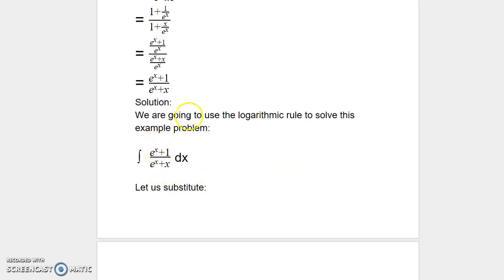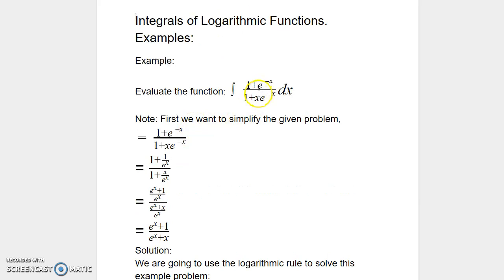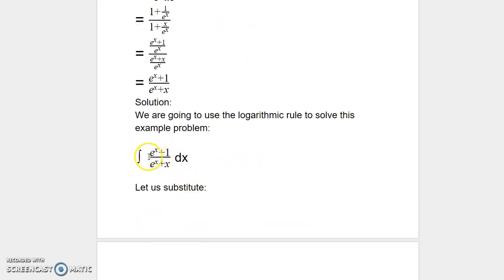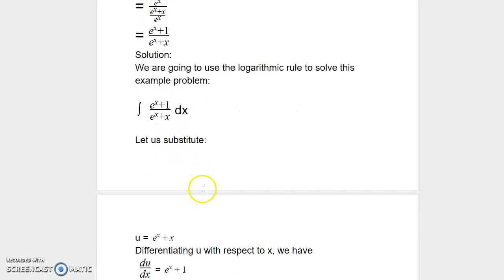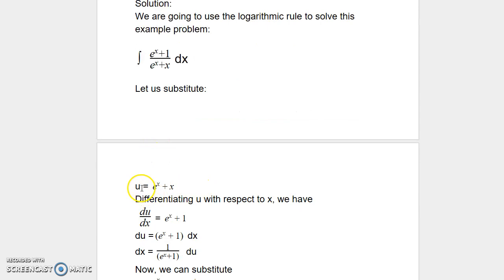So we can rewrite this given problem as the integral of (e to the power of x plus 1) divided by (e to the power of x plus x) dx. Now, we're going to substitute u equal to e to the power of x plus x. That is what is in the denominator. Since u is a function of x, we're going to differentiate u with respect to x. du by dx is going to be equal to e to the power of x plus 1. So d by dx of e to the power of x is e to the power of x, and d by dx of x is 1.